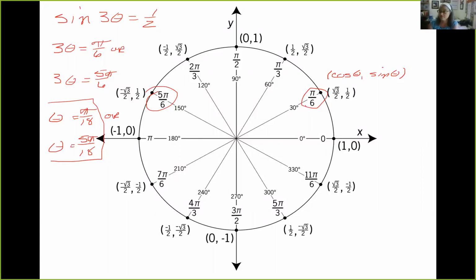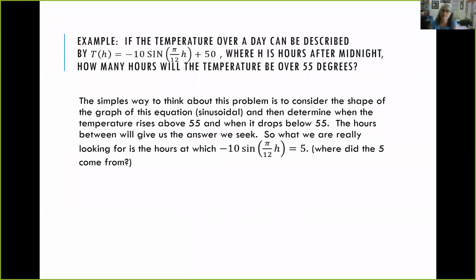You get the idea? So let's take another example. Let's say that we know that the temperature over a day can be described by this function, T of H equals negative 10 times the sine of pi over 12 H plus 50, where H is our hours after midnight. So that really means we're talking about military time, right?